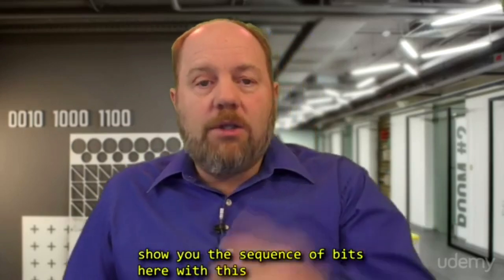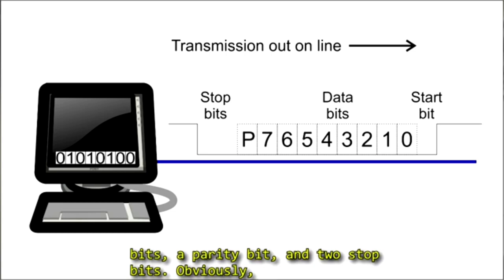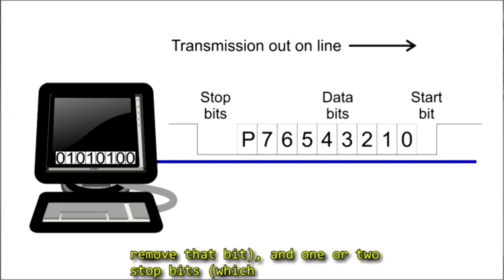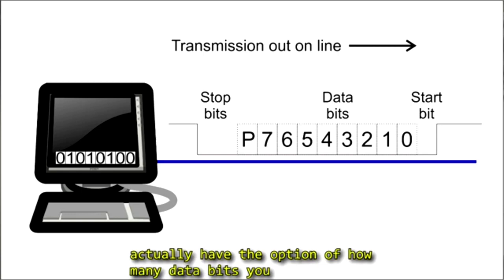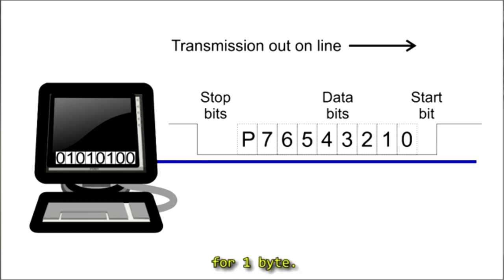But I'll show you the sequence of bits here with this drawing in a typical byte with a start bit, 8 data bits, a parity bit, and 2 stop bits. Now, obviously, you have the options of no parity, which would remove that bit, and 1 or 2 stop bits, which would remove that 1 bit if you so choose. You actually have the option of how many data bits you want to send as well, and that number will be between 5 and 9. Obviously, the default is 8 for 1 byte.